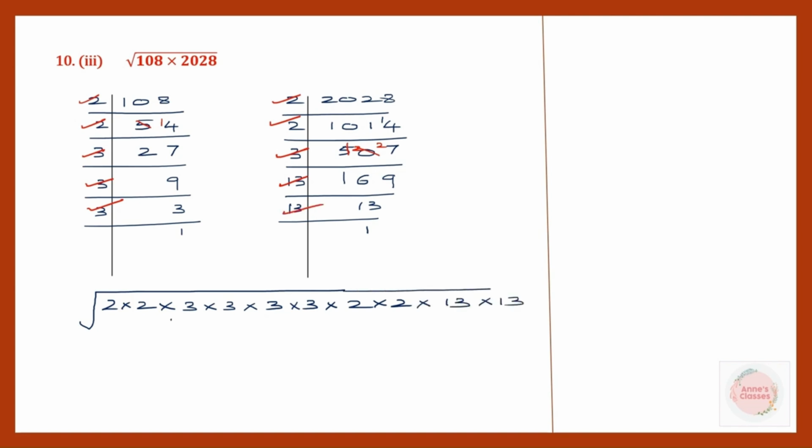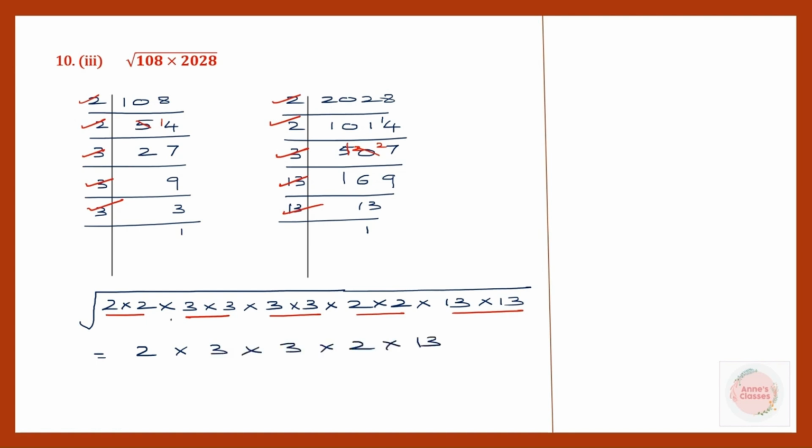So let's extend this. Now what are we going to do? We are going to pair them up and take one from each pair. So this is one pair, another pair. So we have so many pairs here. We're going to take one from each pair. So we have 2 into 3 into 3 into 2 into 13.